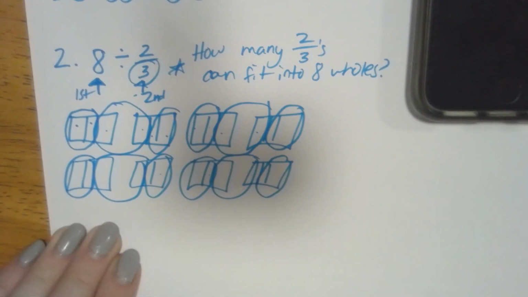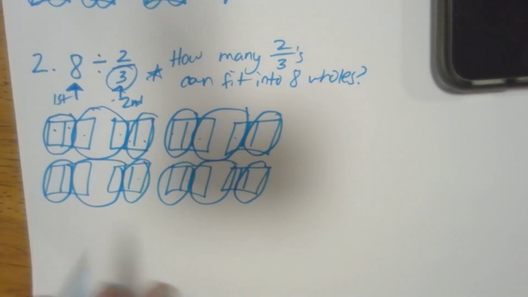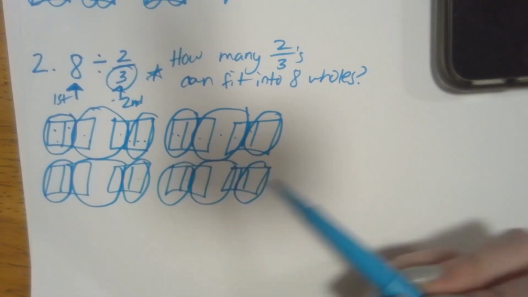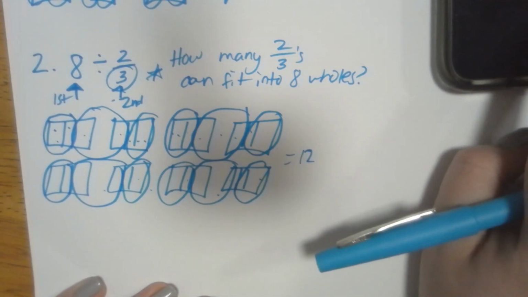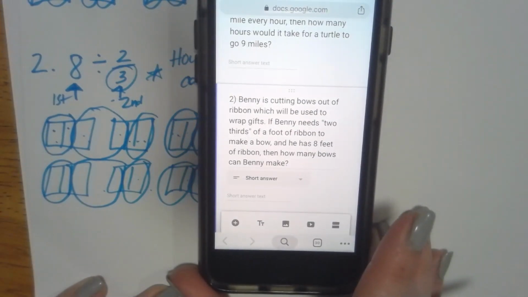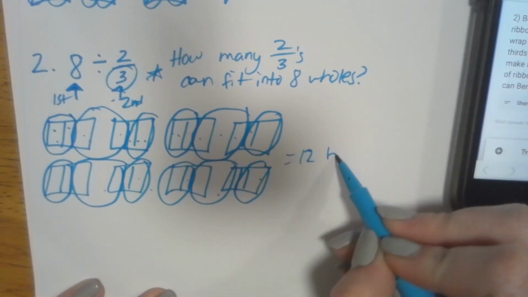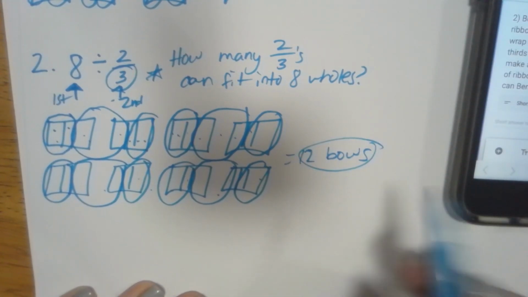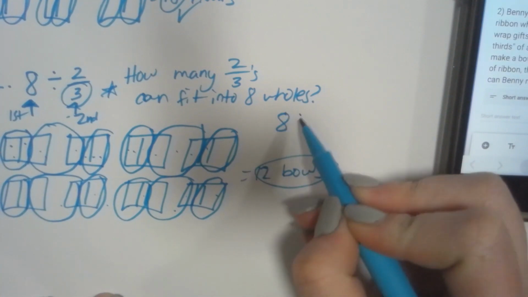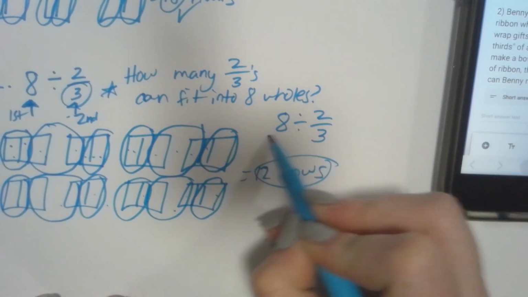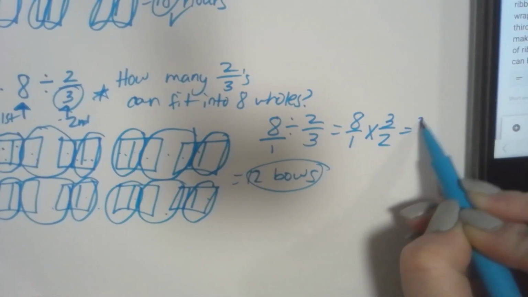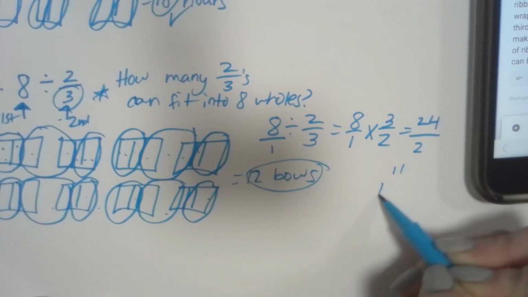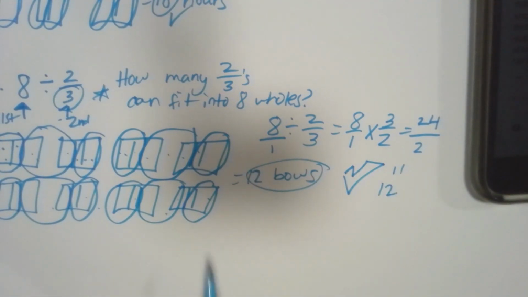Okay, so then how many 2/3, how many groups could we make? 1, 2, 3, 4, 5, 6, 7, 8, 9, 10, 11, 12. 12 groups, or like our question asks, how many bows can he make? Benny can make 12 bows. Okay, let's go ahead and check it. Put it over 1, keep, change, flip. 24 divided by 2 equals 12. Bingo, we got our model correct. Go ahead and type in 12 bows to number 2.